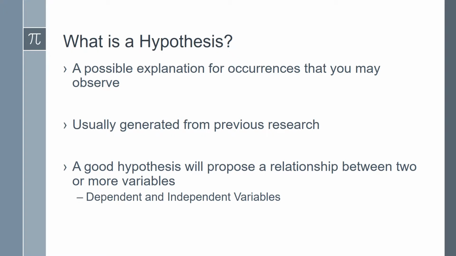So what is a hypothesis? A hypothesis is a possible explanation for occurrences that you may observe. It's usually generated from previous research, and a good hypothesis will propose a relationship between two or more variables, dependent and independent variables.